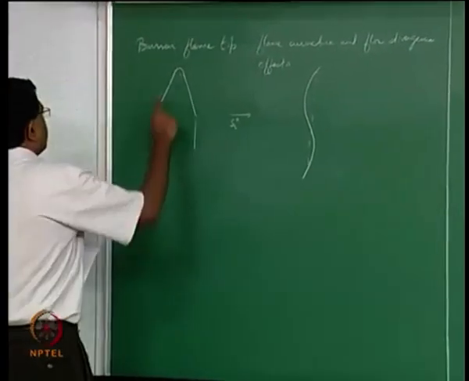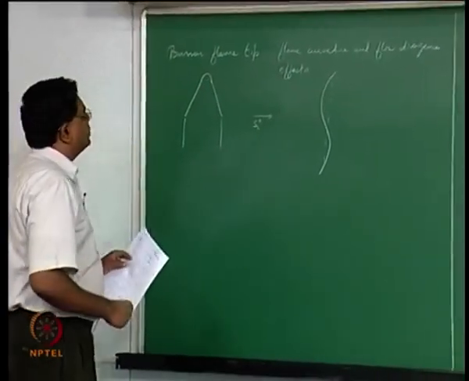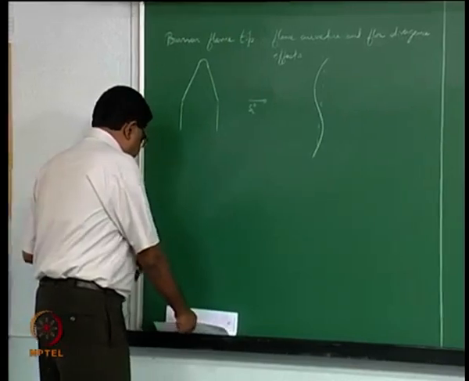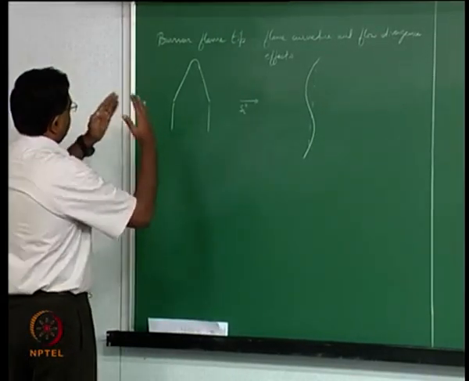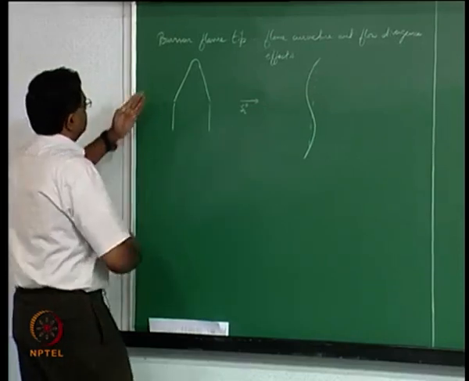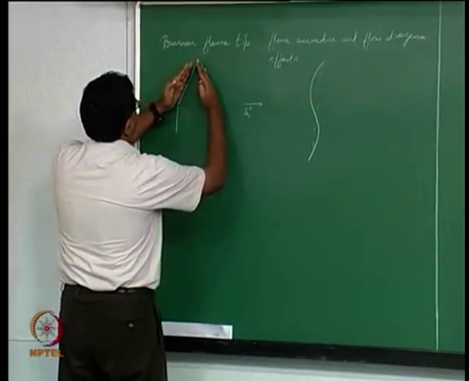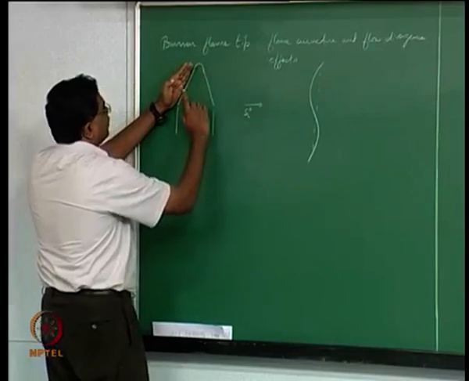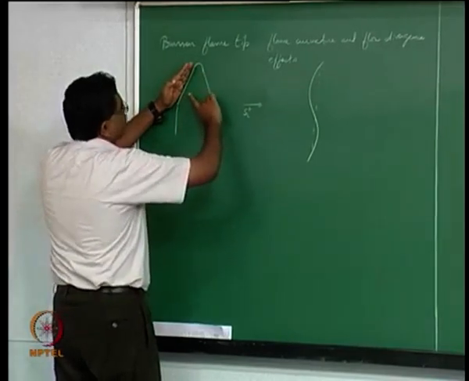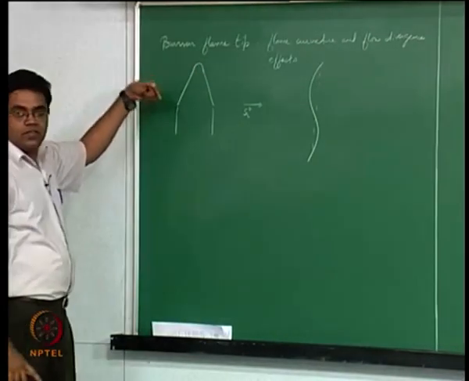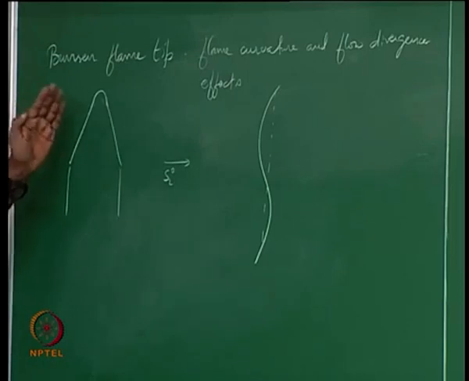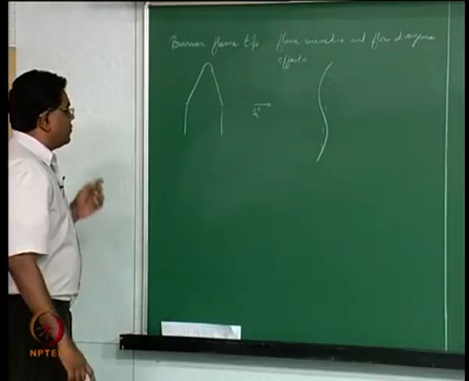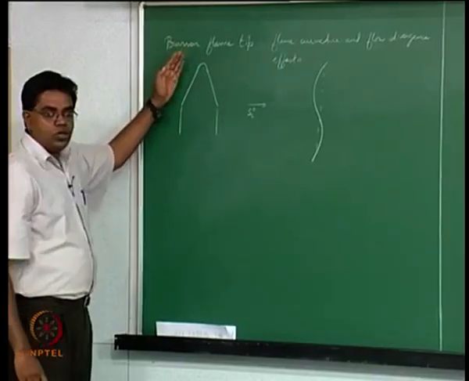So we were talking about what happens to the Bunsen burner at the tip, because what we found about the flame stabilization was, largely speaking, we are now talking about the shoulder of the flame, where the normal component of the flow velocity tries to balance the flame speed that is normal to the flame itself, and therefore the flame shapes itself corresponding to that.